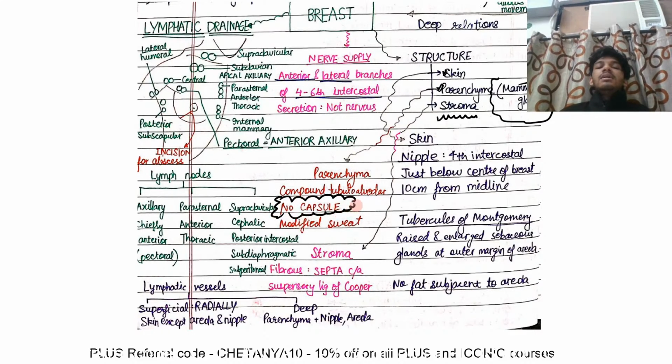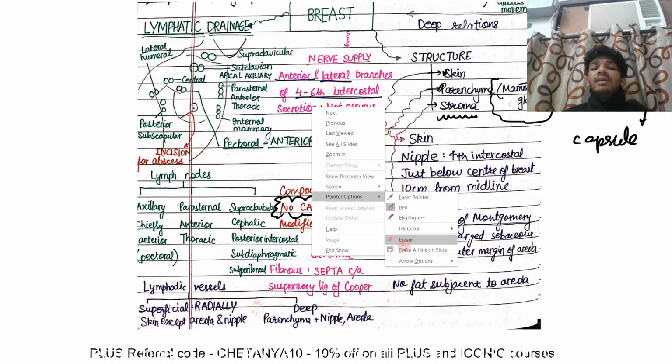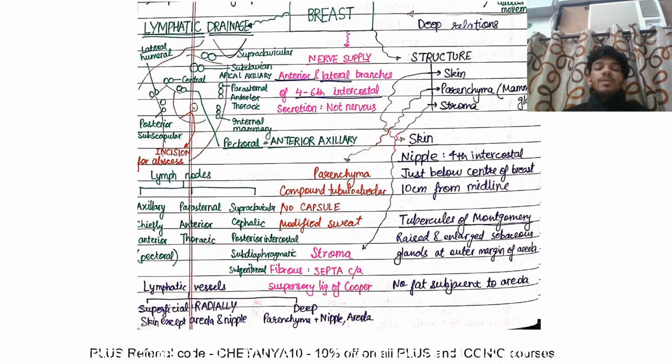The thyroid and prostate have capsules, but remember, the breast does not have a capsule. Thyroid and prostate glands are encapsulated glands, whereas the breast does not have any capsule at all. It's basically a modified sweat gland. Remember this, this is also sometimes asked. It is a modified sweat gland.